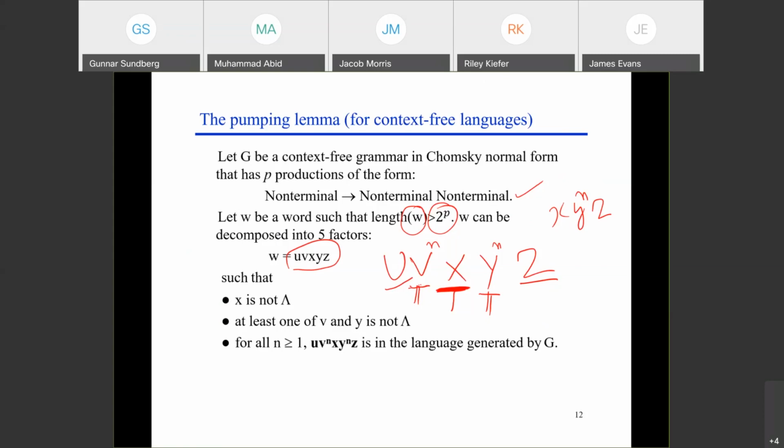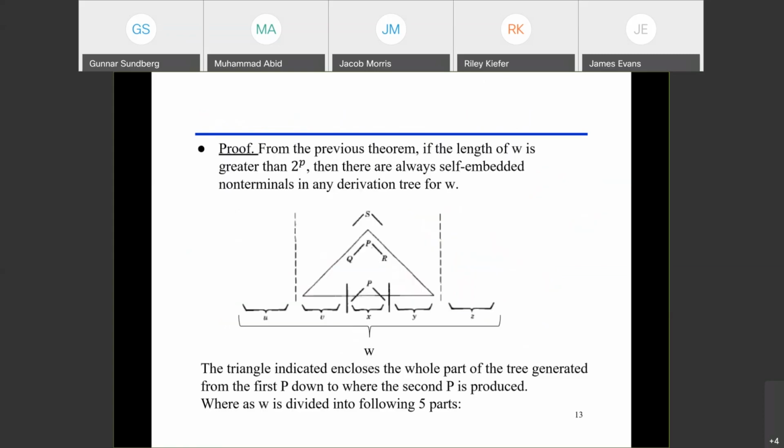X must be there. But the word can be beefed up by these two words, v raised to power n, and y raised to power n. Okay, so this is the restriction for our word. And now we will see what is U, what is V, what is X, what is Y, what is Z in our grammar. So now let's say you have a tree here.